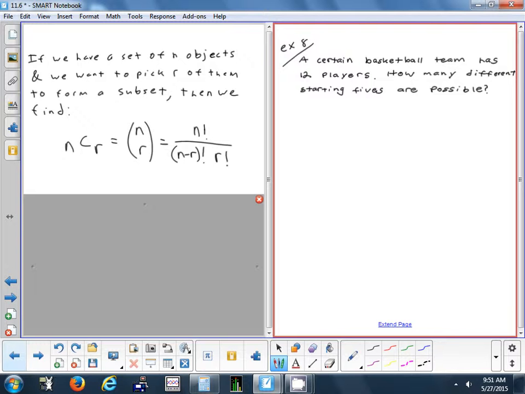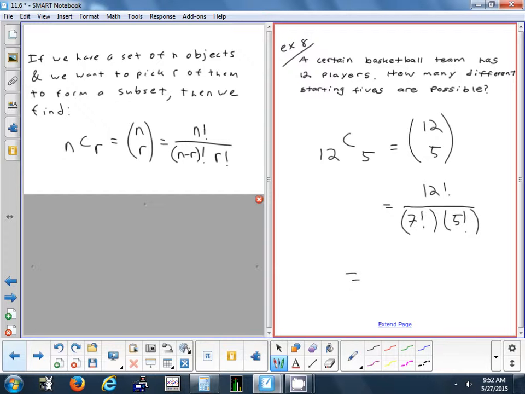Right? Since order doesn't matter, it's a combination. It's a combination of 12 choose 5. Both of these notations are fine to use. Neither one of them, though, does the calculation, which now we have to do. So it's n factorial over n minus r factorial. So 12 minus 5 is 7. Times r factorial.